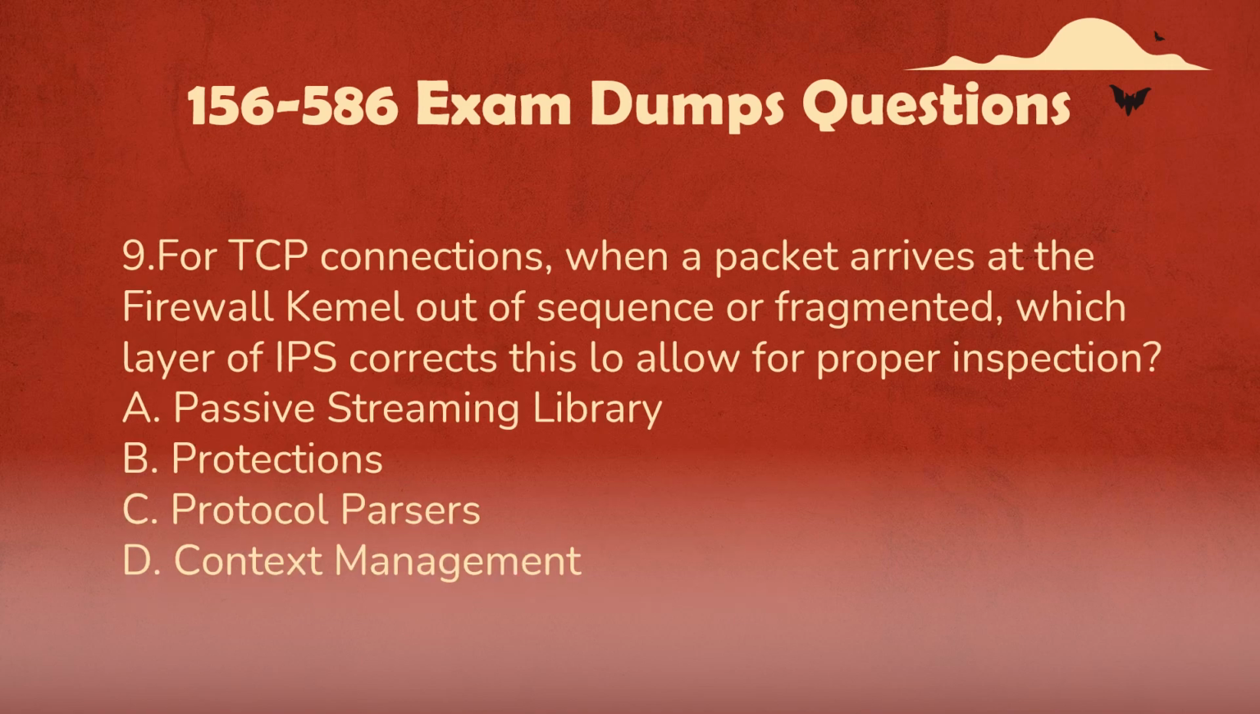9. For TCP connections, when a packet arrives at the firewall kernel out of sequence or fragmented, which layer of IPS corrects this flow to allow for proper inspection? A. Passive streaming library. B. Protections. C. Protocol parsers. D. Context management.